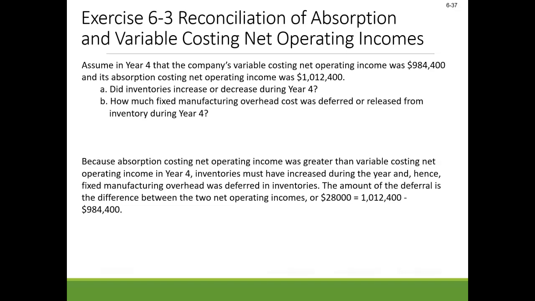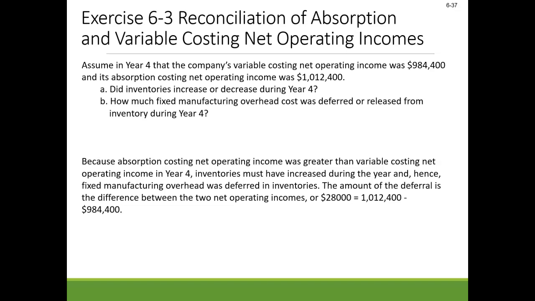Now, assume in year 4 that the company's variable costing net operating income is $984,400 and its absorption costing net operating income is $1,012,400. So the variable is going to be lower than the absorption. Did inventories increase or decrease during year 4? How much fixed manufacturing overhead was deferred or released?